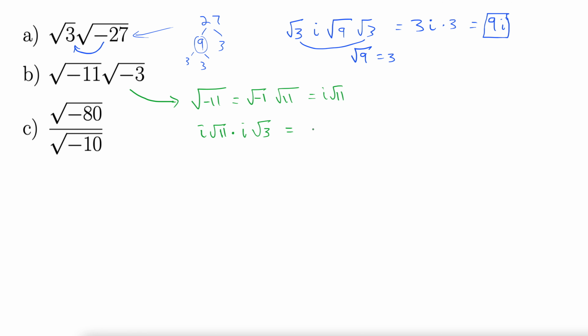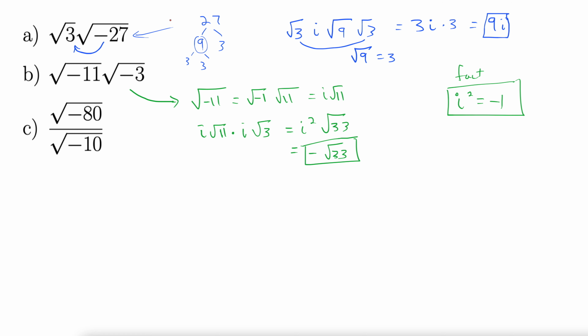Well, rearranging gives i squared rad 33, because we can combine inside a single radical here. But remember, i squared equals negative 1. That's one of the definitions of what i is. It's the number that when you square it, it gives you negative 1. In fact, so this becomes negative rad 33. That's the correct answer.